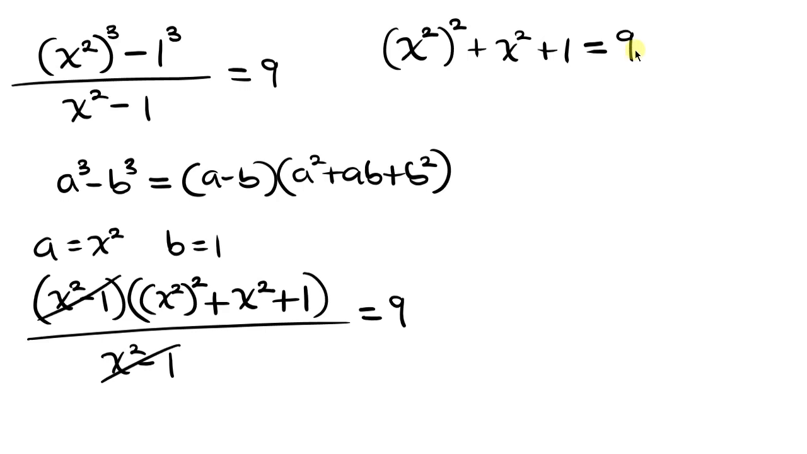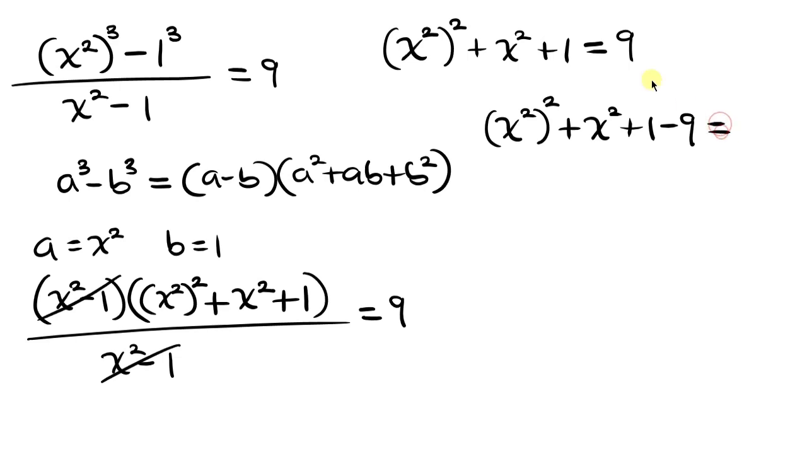Our next step will be for us to move 9 to the left-hand side, so that we have x squared raised to the 2 plus x squared plus 1. As 9 crosses to the left, it becomes minus 9.